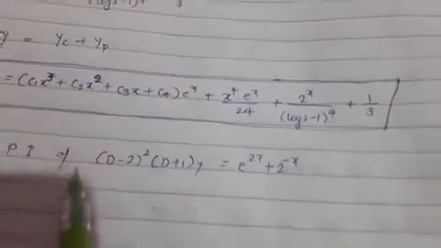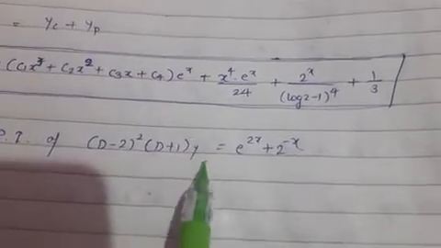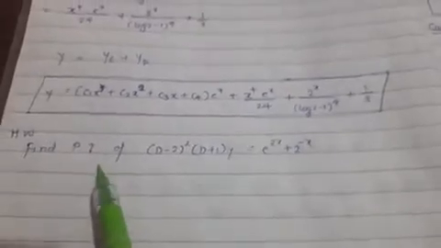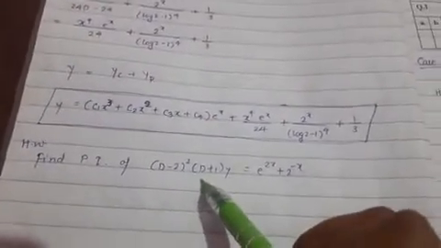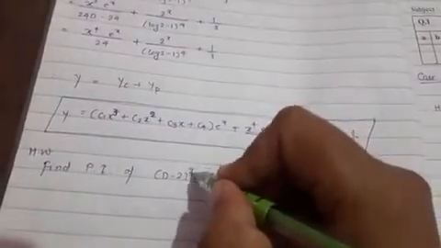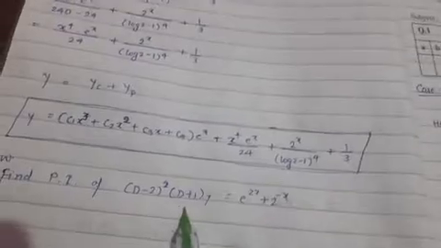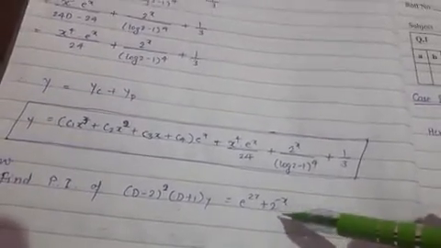Next, find the particular integral of (D minus 2) square (D plus 1) y equals e raised to 2x plus 2 raised to minus x. I have saved this example for your homework. Already that is in factorized form. Here (D minus 2) square indicates that this is a repeated factor and this is a singular factor. So first of all take its solution and then its solution. Then e raised to 2x and e raised to minus x, just take it this way and consider it here.